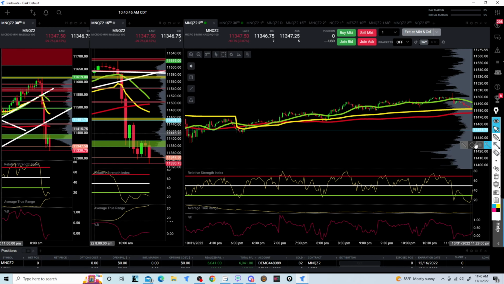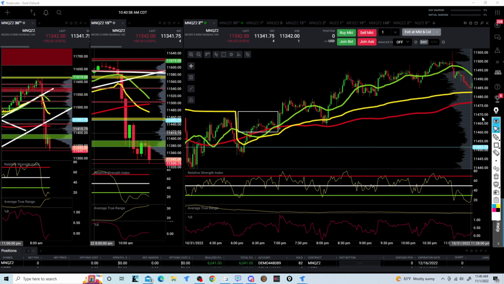When the 20 and the 200 are close together, you're not looking to trade it that way. What you're looking for when they're close together is where they start widening out. Once they start expanding away from each other. See, they're all tied together here.